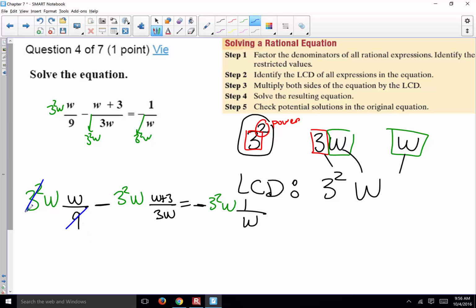3 squared and 9, because they are the same, 9 and 9. Remember, entire denominators must disappear. If there is something left in the denominator, you didn't pick the right size bullet. Go fix your bullet. Okay?